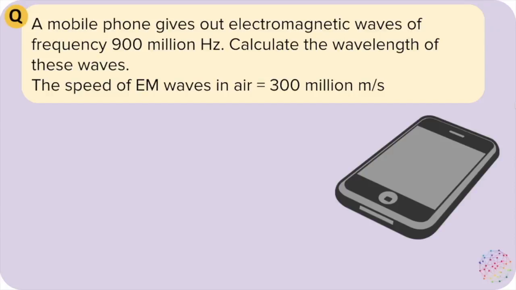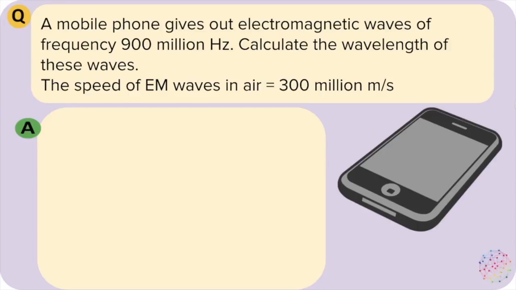Here is an exam question relating our knowledge of electromagnetic waves and the use of equations to calculate wave speed. A mobile phone gives out electromagnetic waves of a frequency of 900 million hertz. You have to calculate the wavelength of these waves. The speed of the electromagnetic wave in air is 300 million meters per second.